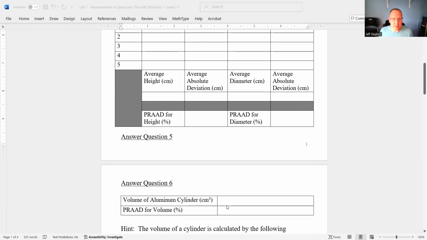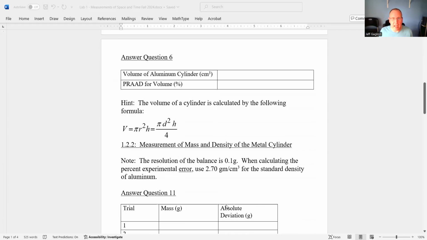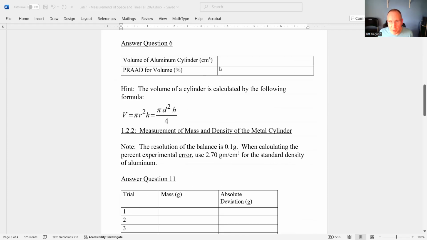Okay, question 6 is going to ask you to compute the volume of the cylinder and the prad for volume. So to do that, let me jump over to the tablet to help you with this, to explain how this works.